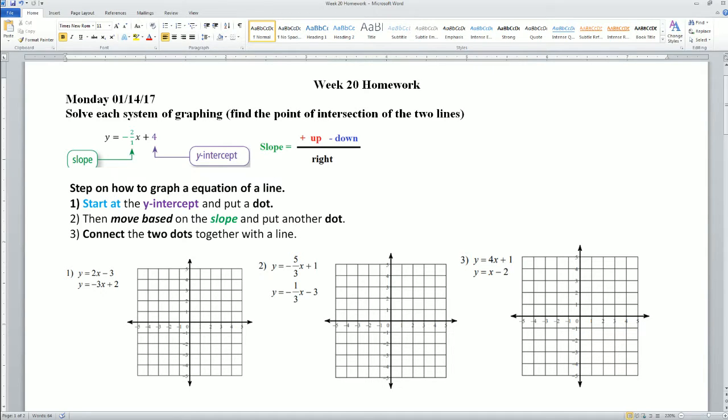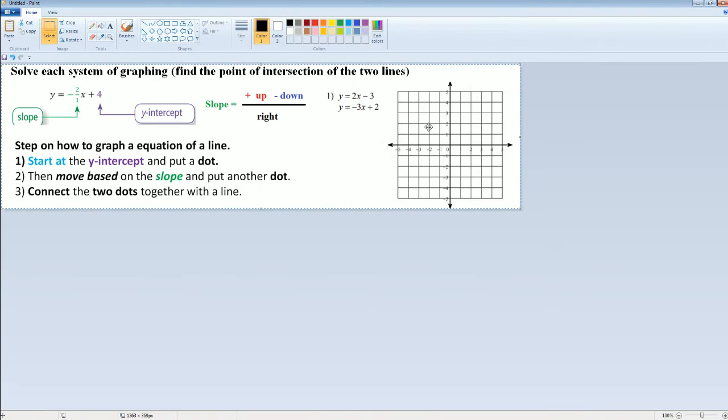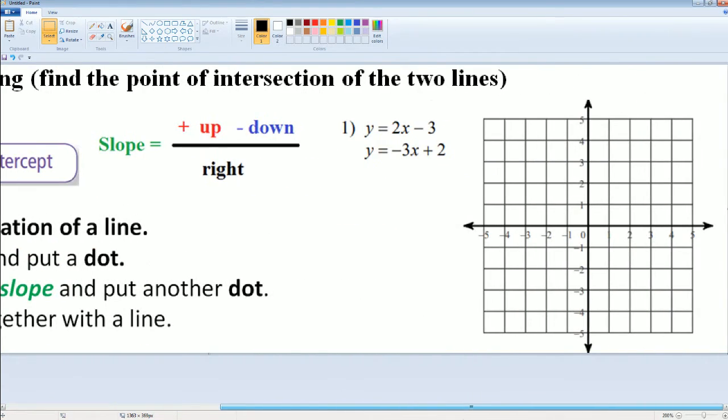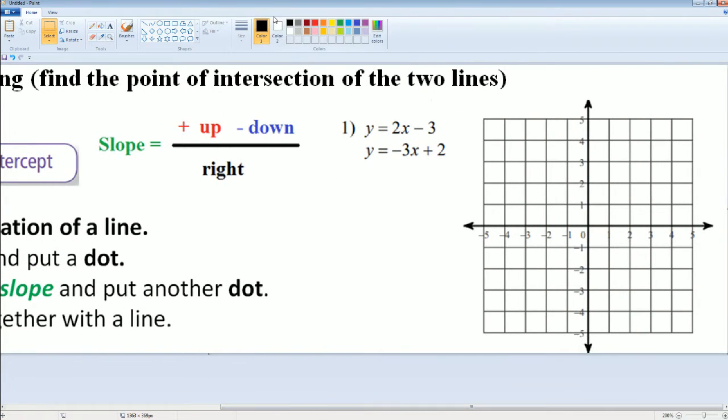Alright, so to make our lives easier, I'm going to bring up Paint, and from Paint, we're going to start working on the problem. We have the first one here up on Paint. Please zoom in here. So here's my equation. I have these instructions. Let's follow them.